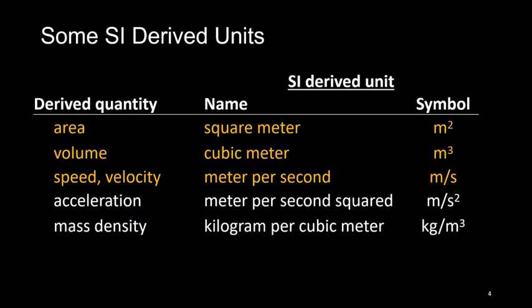Some commonly used metric measures derived from base measures are defined in this table. We will be using the square meter, a measure of area, the cubic meter, a measure of volume, and meters per second, a measure of speed.